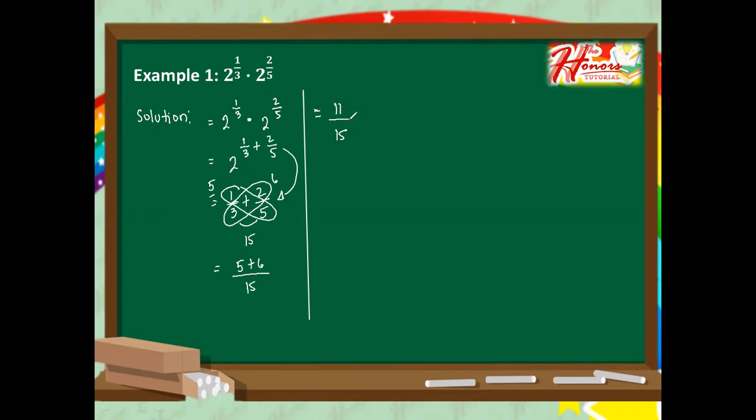So don't forget that this is for the exponent only. So let's just get the base that we have set aside earlier. So that's 2. Let's write the exponent, which is 11 over 15. And this is the final answer.